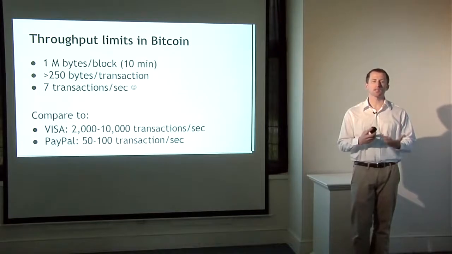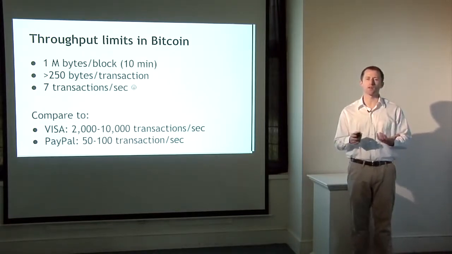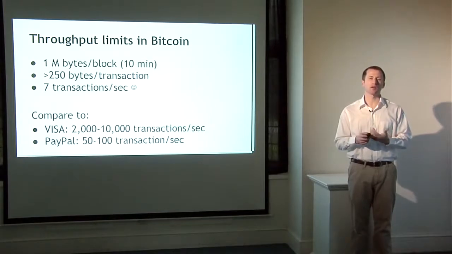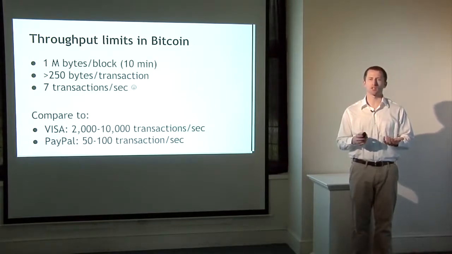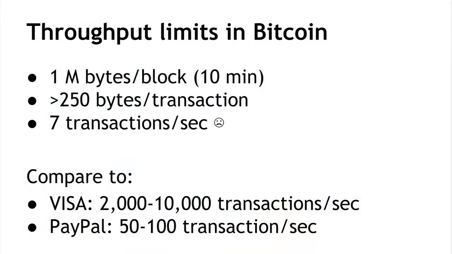And on the busiest times, so think the Saturday before Christmas when everybody's out shopping and swiping a credit card, the Visa network can handle about 10,000 transactions per second. And other payment card networks are similarly big. You can also look at PayPal, which is not as big or as old as Visa, but even PayPal can handle 100 transactions per second at peak times, so an order of magnitude more than Bitcoin.